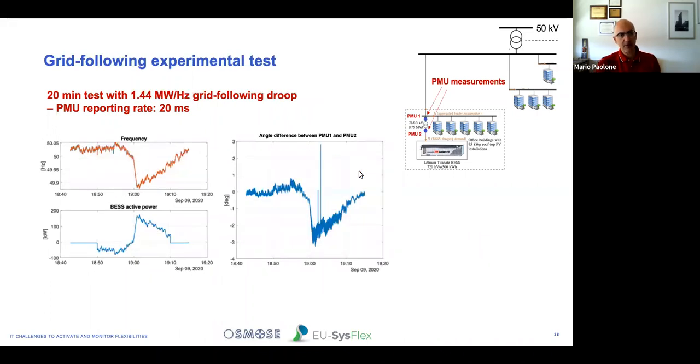The same test was performed on the same day, 2 hours before, using a very similar drop in the frequency, using a grid following control. Just to note that the droop values that we use in grid forming are exactly the same, 1.44 megawatts per hertz. And here again, you can see the active power and the difference of the angles of the PMUs.